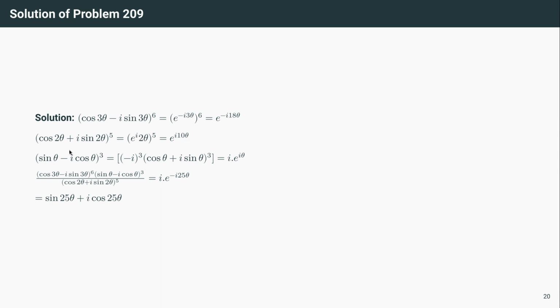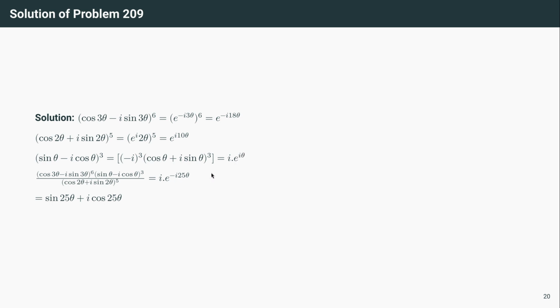Anyway, now sin θ minus i cos θ to the power 3 we have to compute. So what we do is we take out minus i. Once we take out minus i, it becomes cos θ plus i sin θ. So we raise to the power 3 here. So this becomes i into e to the power i 3θ. This should be 3θ.